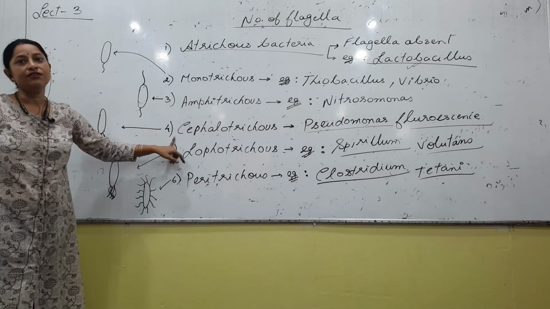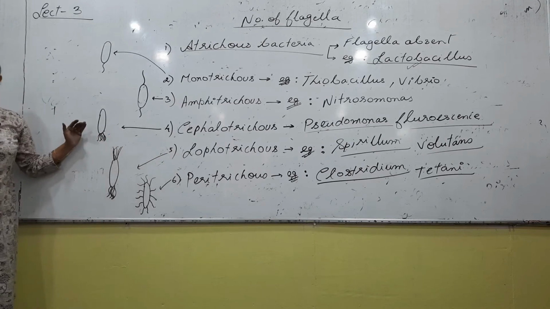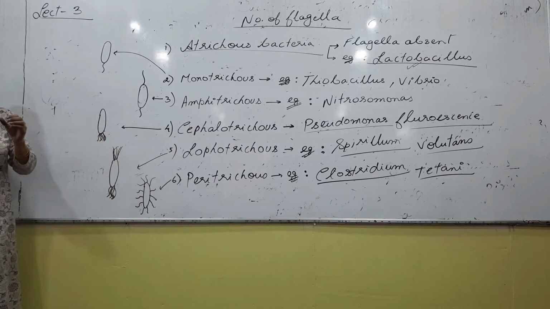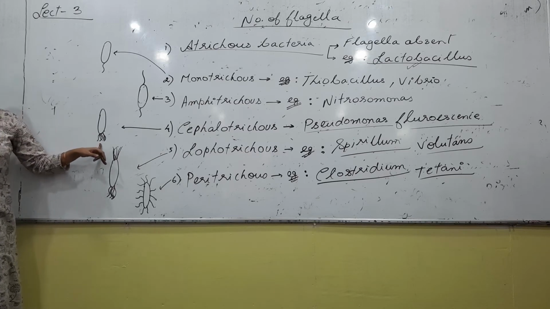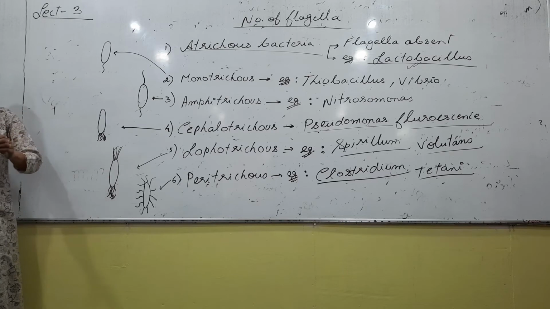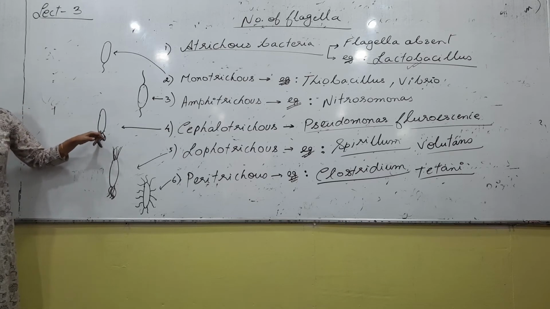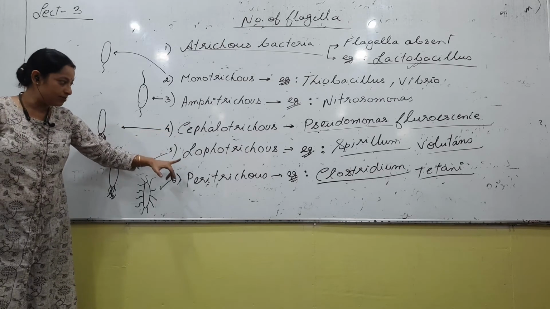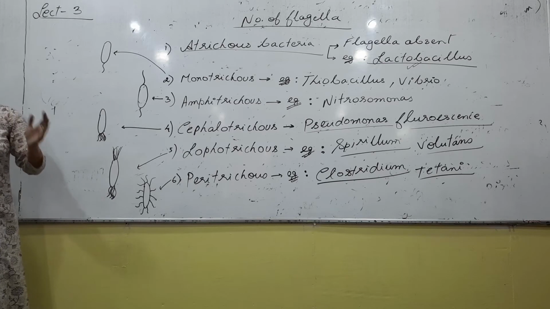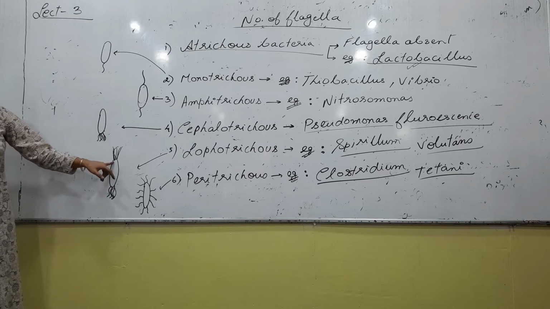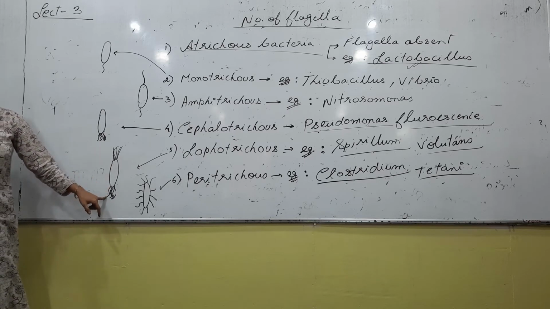Next is cephalotrichous. What is cephalotrichous? A bacteria that has a tuft of flagella at one end of the bacteria is called cephalotrichous. It is not one flagellum, it has a collection of flagella, but only at one end of the bacteria. Right? So that is called cephalo. If you are talking about lophotrichous, a bacteria that has a tuft of hair on both ends of the bacteria, many flagella at this end, many flagella at this end also.